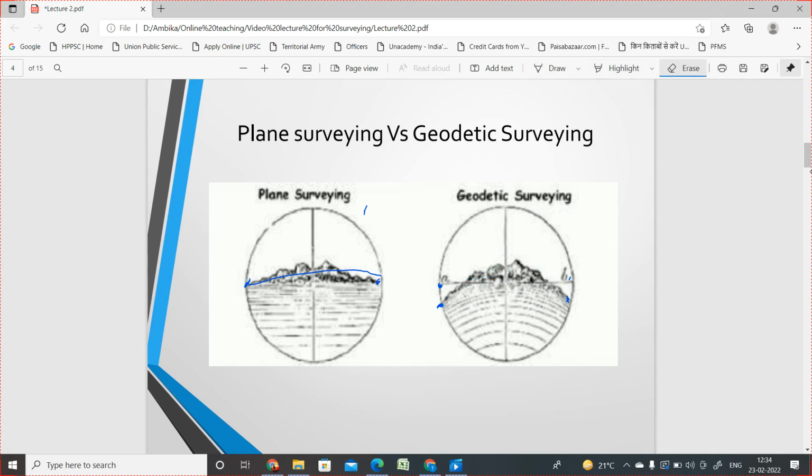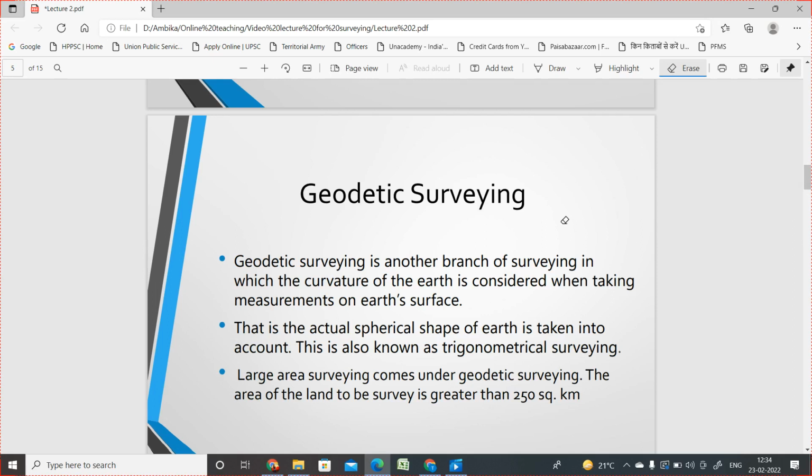Now the next one is geodetic surveying. In this case only one thing is different from plane surveying: the area is greater than or equal to 250 square kilometer. Such type of surveying is considered geodetic surveying. And the distance between two points, suppose this is point A, this is point B, and this is C, is not considered a straight line. Instead it is considered a curved one. That is the main difference between plane and geodetic surveying.